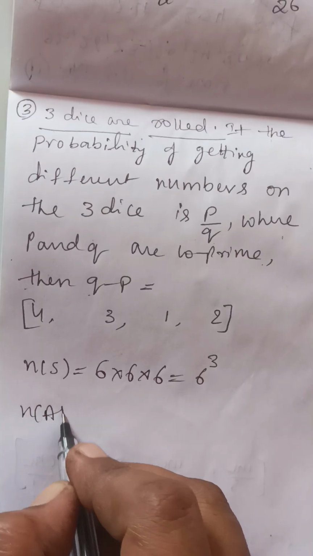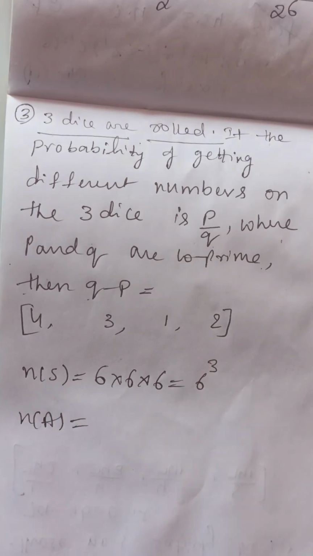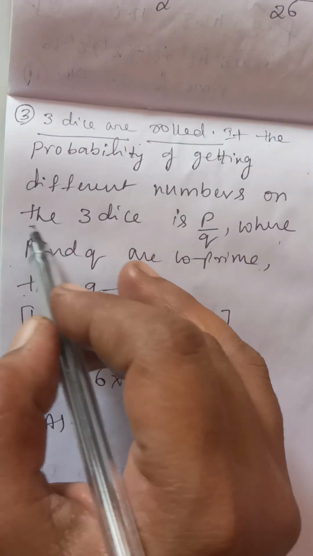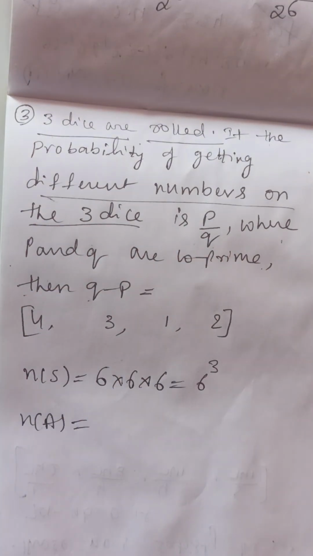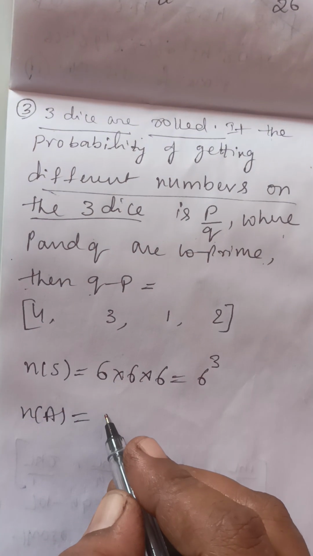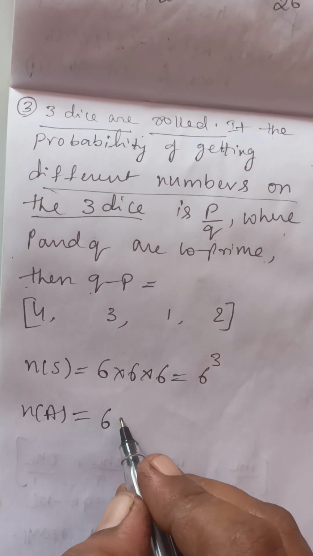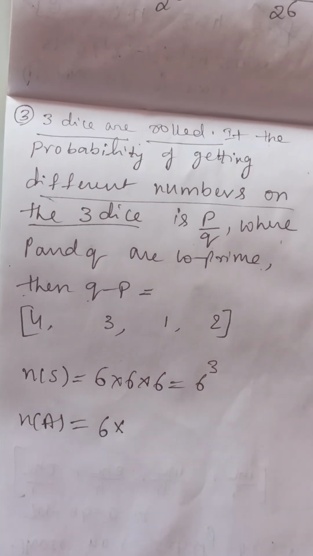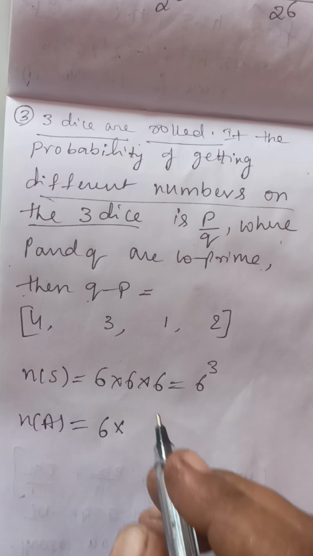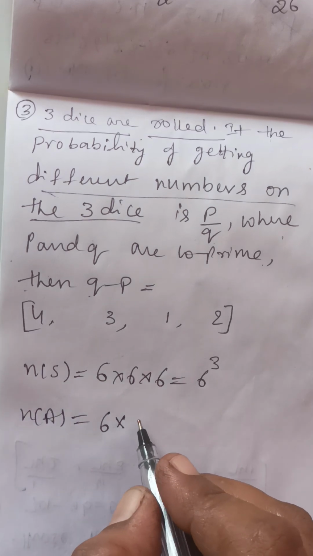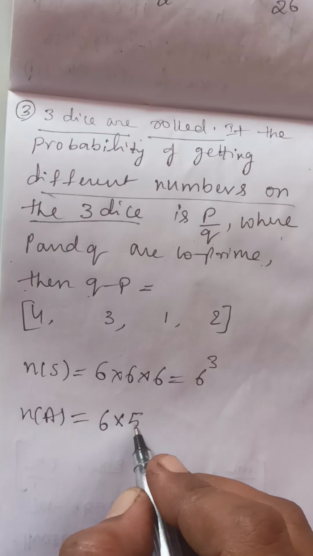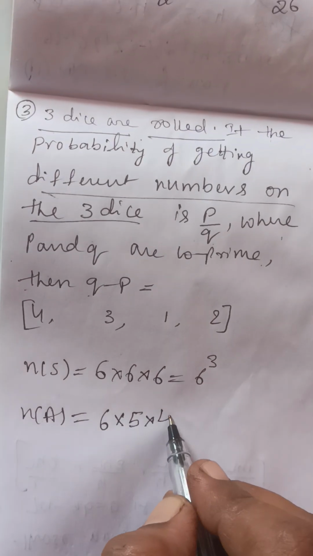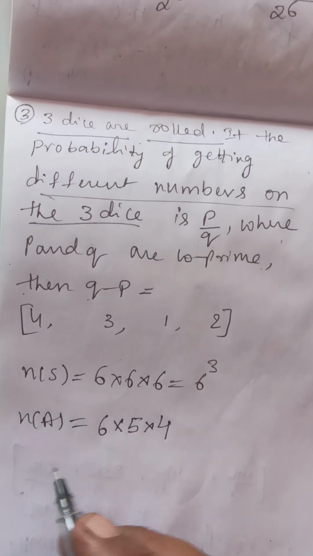And N of A is getting different numbers on the 3 dice. So on the first die, suppose you get any number. On the second die we should not get the same number that we got on the first die. So the second die has only 5 chances and the third die only 4 chances. So this is N of A.